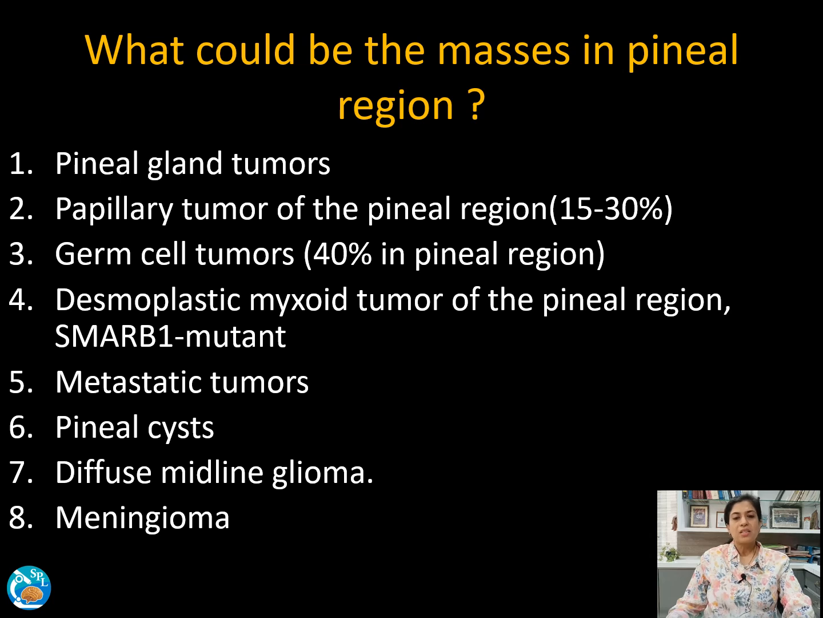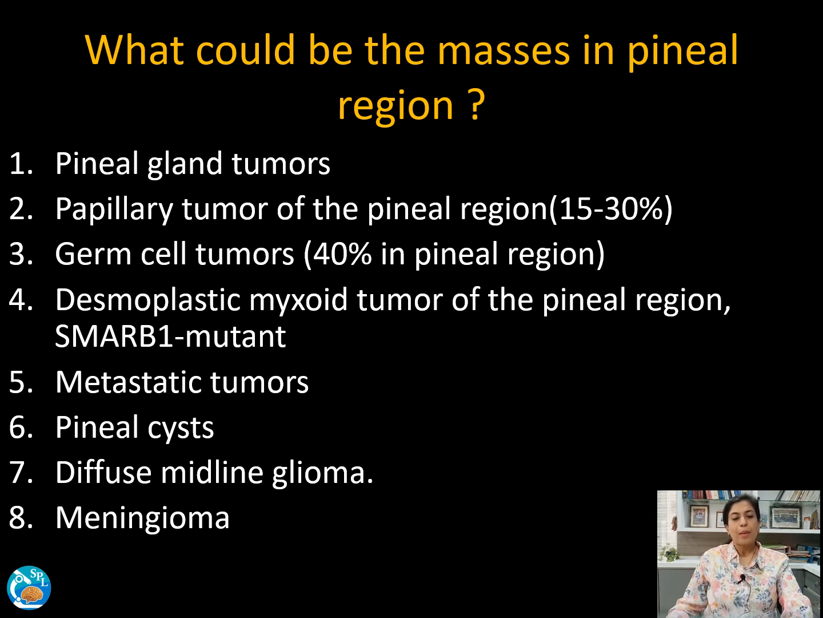What could be the masses in the pineal region? First is the pineal gland tumors. These are the primary tumors of the pineal glands, that is arising from the pineal parenchyma, such as pineocytomas, pineal parenchymal tumor of intermediate differentiation, and the pineoblastomas. Now, pineal gland tumors as such are very rare.